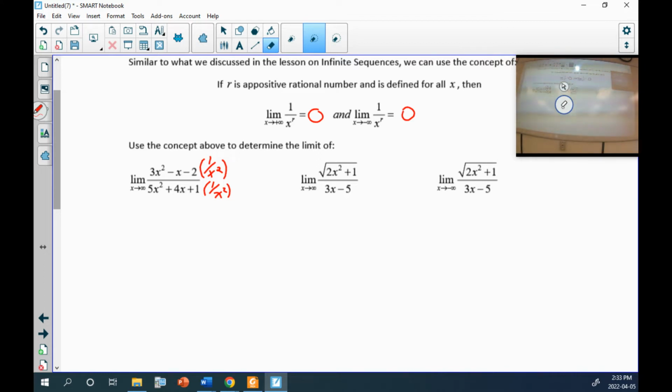Okay, so when you multiply by 1 over x squared over 1 over x squared, what are you multiplying by? x squared over x squared, which is? 1. Am I changing that function by multiplying by 1? No.